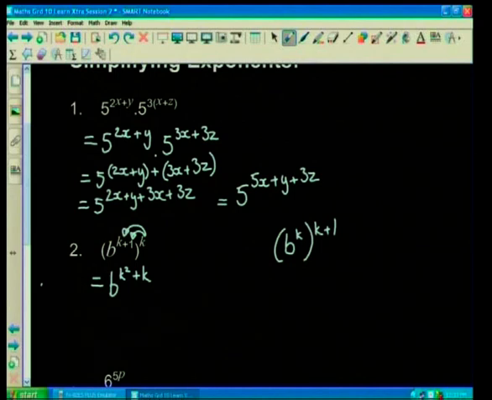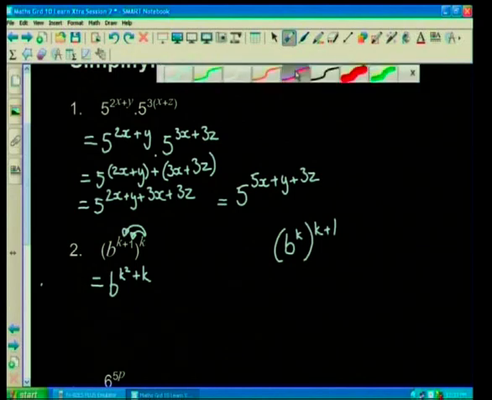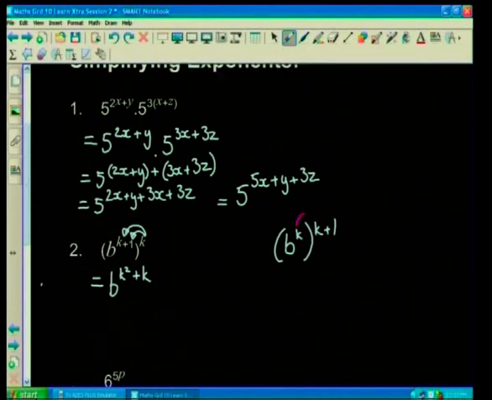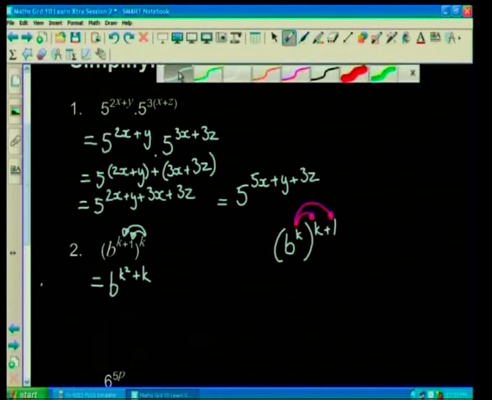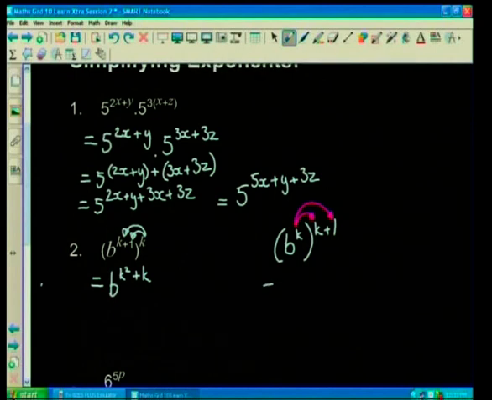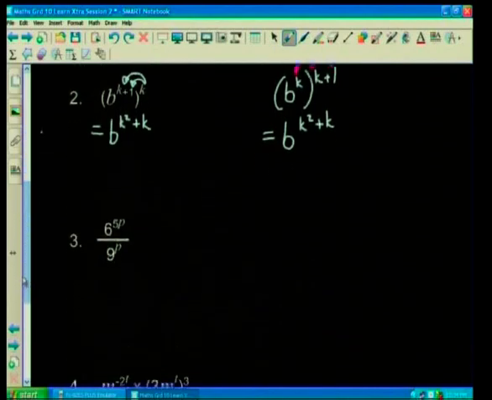Over here, where people are going to get stuck is they're going to remember to multiply the k by the k, but then they're going to forget to multiply the k by the 1. And you do need to do both. If you don't do both, you won't get your full marks. So b to the power of k times k gives us k squared, and k times 1 gives us k. There we go. Let's move on.